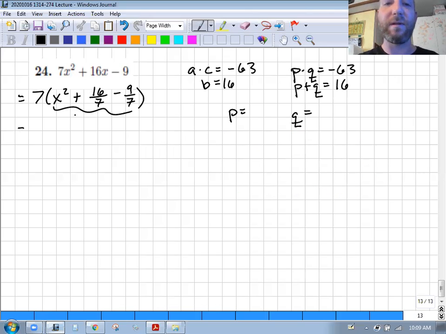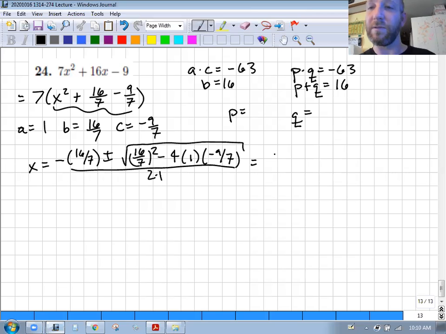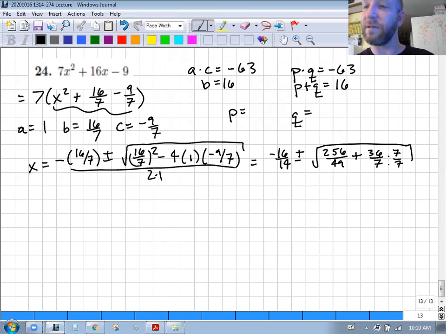So let's see, our A is 1, our B is 16/7, and our C is a negative 9/7. So we got negative B plus or minus the square root of B squared minus 4AC, all over 2A. So we have a negative 16 over 14 plus or minus, all right, 16 times 16 is 256, over 49, plus 9 times 4 is 36 over 7. Since we want a common denominator, we can multiply it by 7 over 7. This is all over 2.